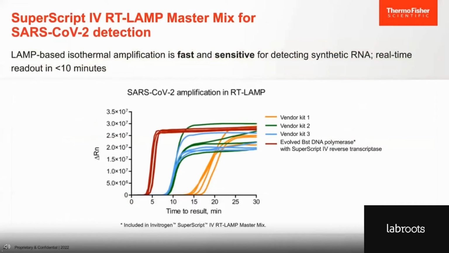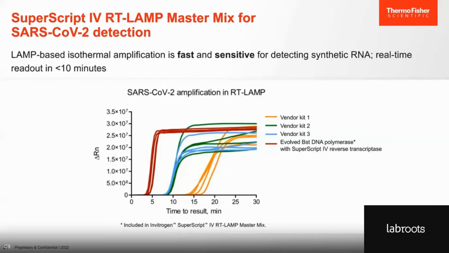Thermo Fisher Scientific offers a SuperScript IV RT-LAMP master mix for SARS-CoV-2 detection. LAMP-based isothermal amplification is fast and sensitive for detecting synthetic RNA. Results are shown in real-time readout after 10 minutes. Four competitors have been used in this experiment.